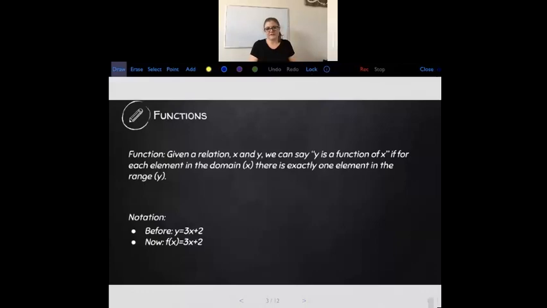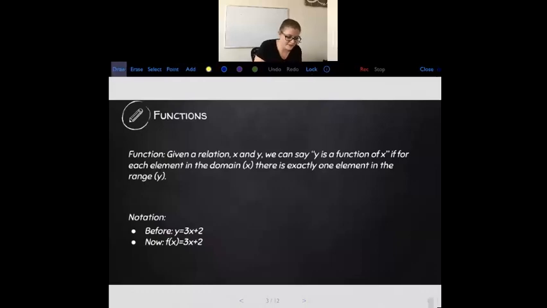First, a little bit about functions. So in this section and the next, we're going to be talking more about functions. In the next, we'll dive a little deeper, but I wanted to talk about function notation. So a function is a relation between x and y. What you were used to seeing before is something like y equals 3x plus 2. Now we're seeing f of x is equal to 3x plus 2.